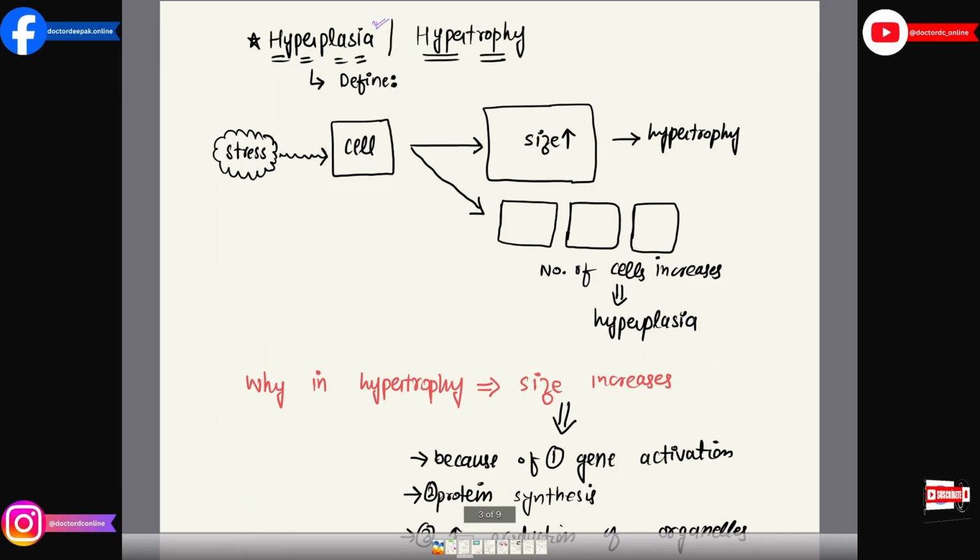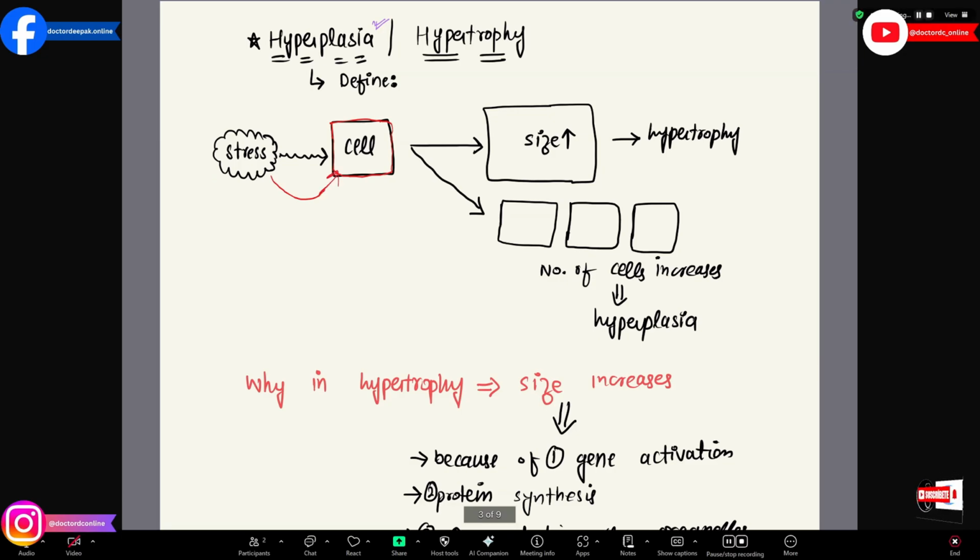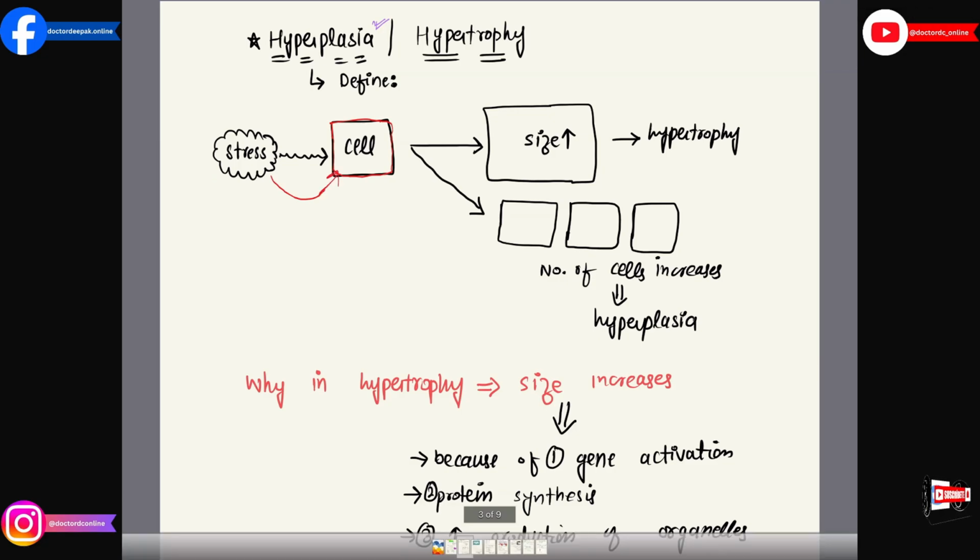To better understand this, I'll draw a simple diagram in front of you. Let's take an example. This is a cell in our body. When stress is placed on that cell, it will undergo further changes. Why will that cell undergo further changes? Because the cell is trying to handle this stress. So whenever there is stress on a cell in our body, that cell will undergo different changes.